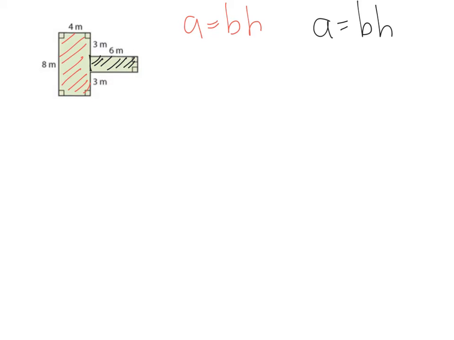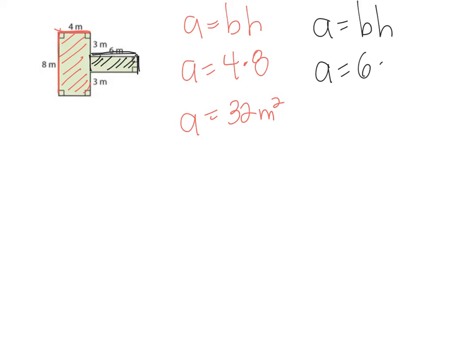Easy enough. I got a dimension of 4 right there, and I got a dimension of 8 right there. Area equals 4 times 8. So my area of that bigger rectangle is 32 meters squared. The smaller rectangle, well, I don't know this dimension, but I do know this dimension is 6. So I know I got area equals 6 times something.